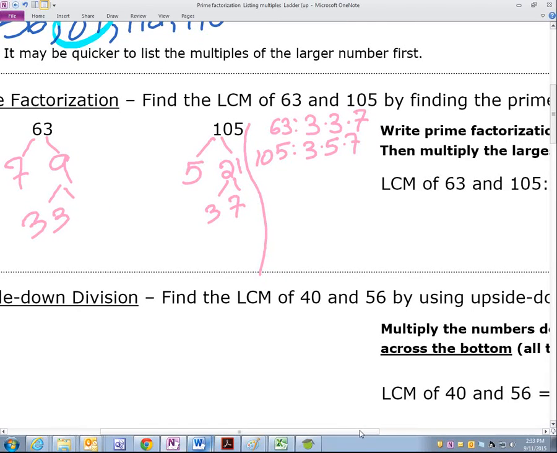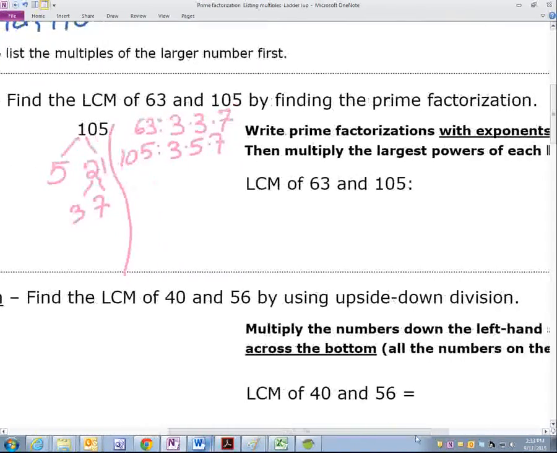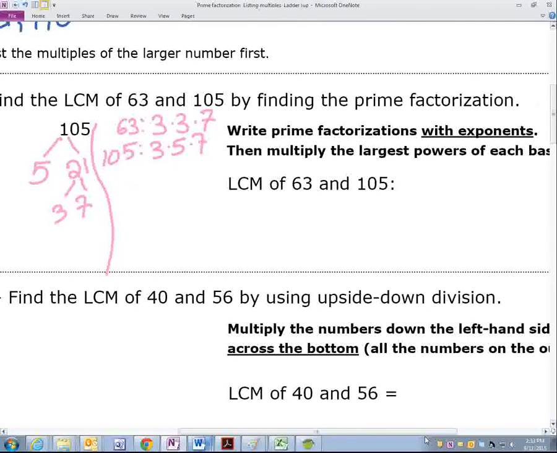Everybody got that? Write the prime factorizations with exponents. Yes, good. That means I have to write less. Beautiful. Okay, so I'm going to do 3 squared because that takes care of these two. I have 3 squared times 7.